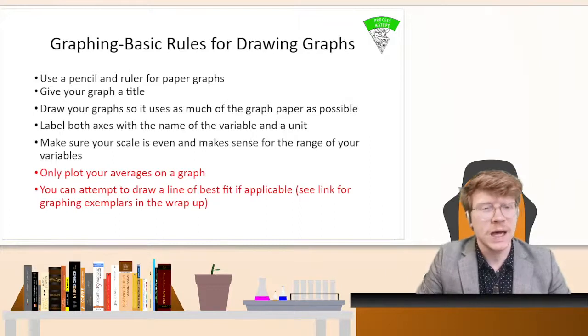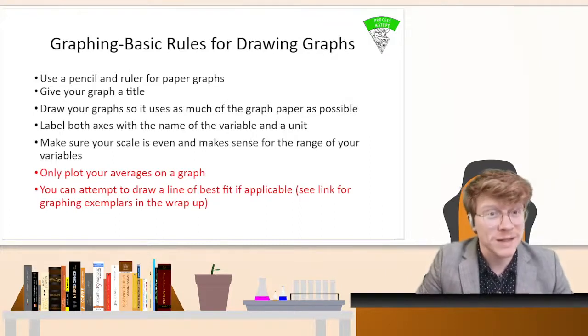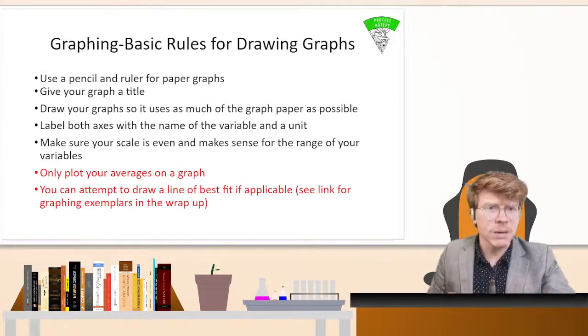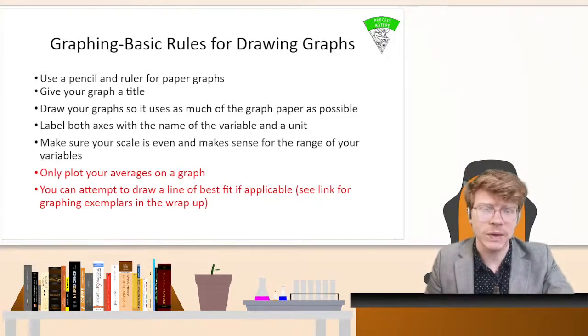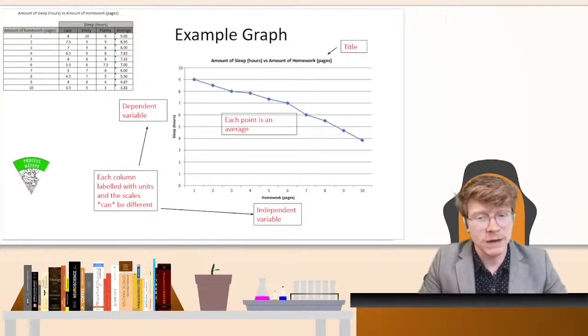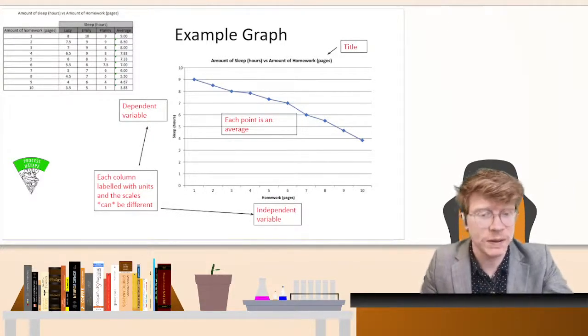A line of best fit is a line that best fits the data. Wow, who would have seen that coming? So I'm going to show you an example of a graph that does everything well except the line of best fit. So here we've got a lovely little graph based on this data table in the top left.